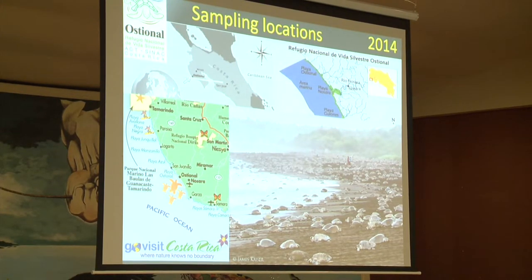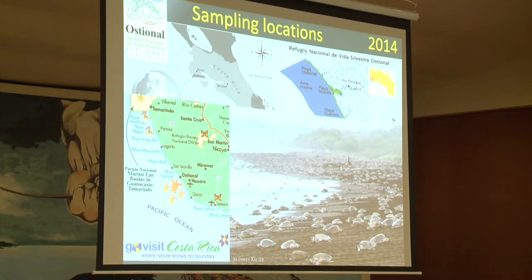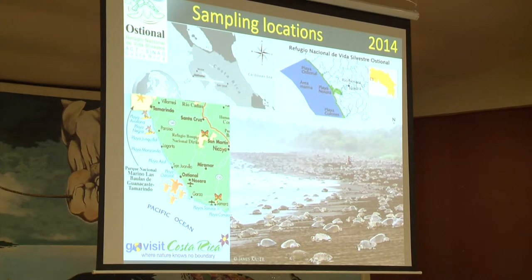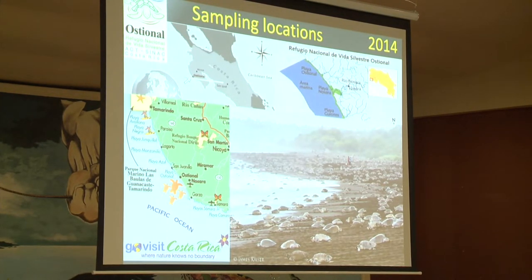We made first observations on different turtle species, and we started with Lepidochelys olivacea in Costa Rica and in Chelonia mydas on the other side of the Costa Rican coast in Tortuguero, so on the Caribbean side.